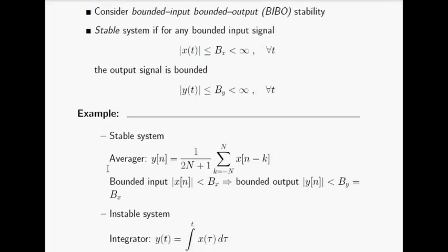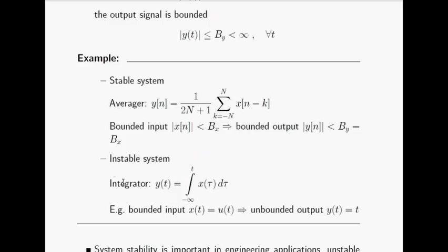So let's see an example. The averager function, y of n equals 1 upon 2n plus 1, sigma k equal to minus n to n of x of n minus k. I have considered that the magnitude of x of n is less than Bx, which implies that y of n will be less than or equal to By, which is equal to Bx. So the system will be stable.